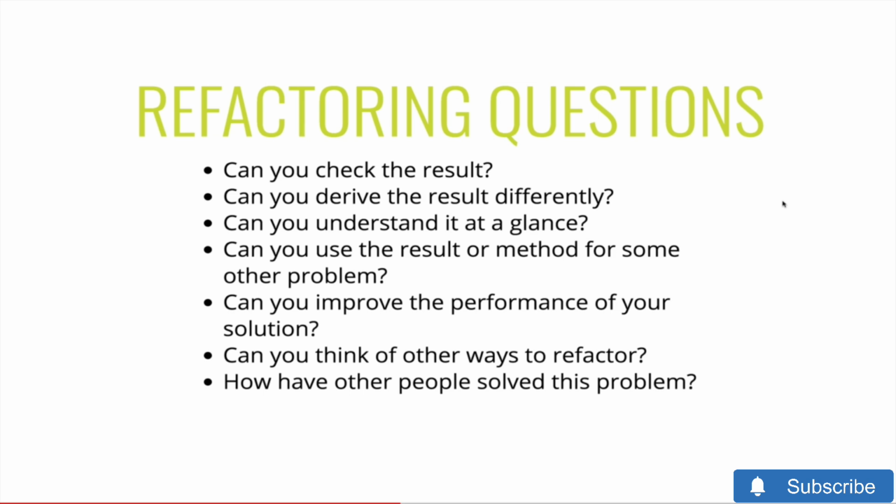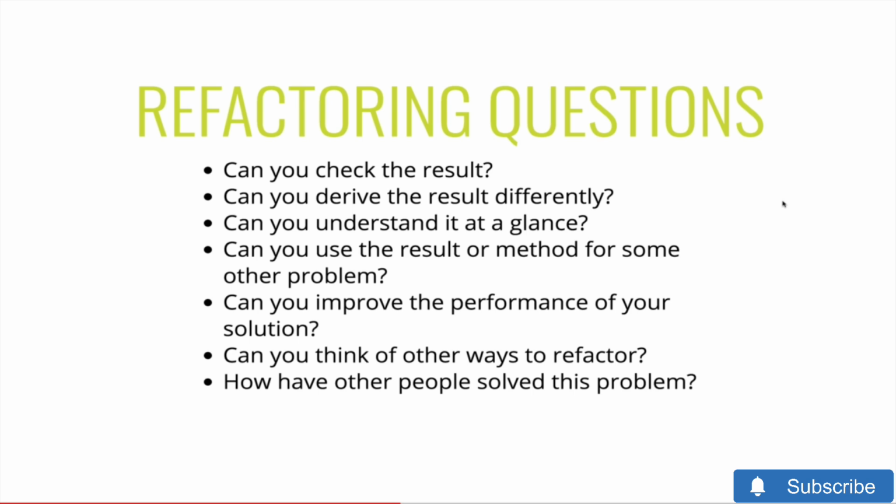Can you check the result? That one's obvious. We need to make sure our code works. Can you derive the result differently? This is referring to the fact that there's rarely one solution and only one solution to a problem. So can you think about different approaches? Now that you've solved it one way, is there another way that seems viable that you couldn't think of earlier? Can you see it at a glance or understand it at a glance? So how intuitive is your solution? Does it make sense when you look at it on paper, on a whiteboard, in your code editor?